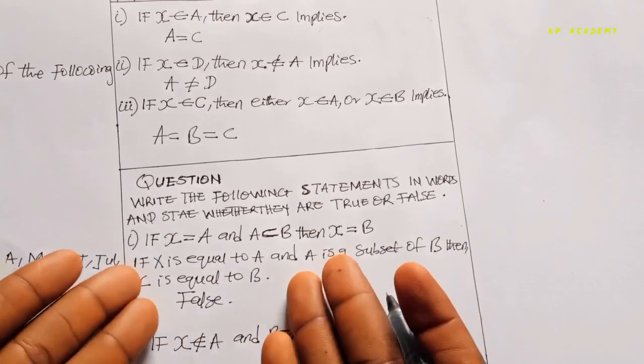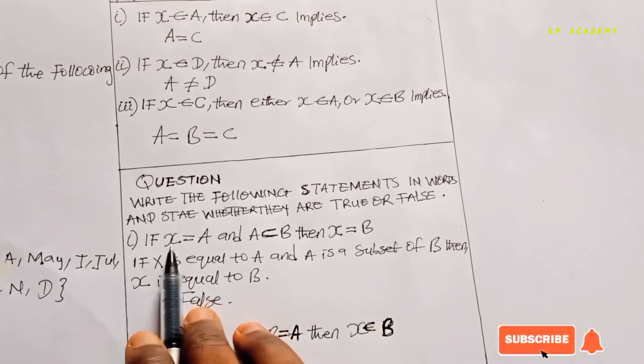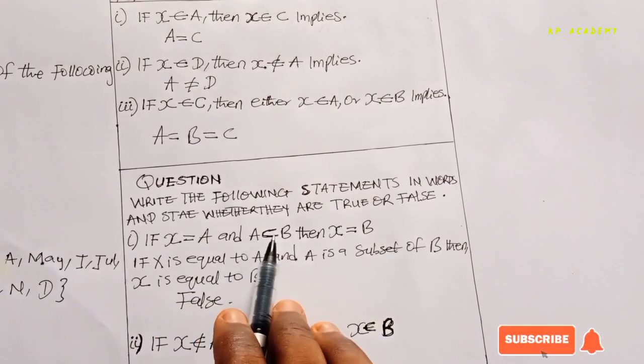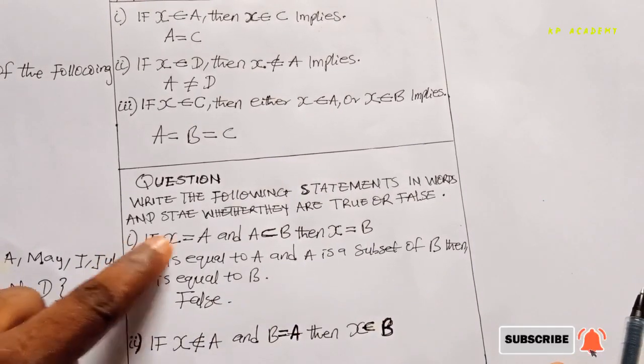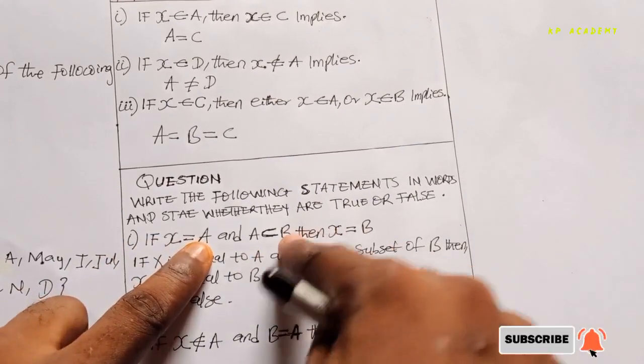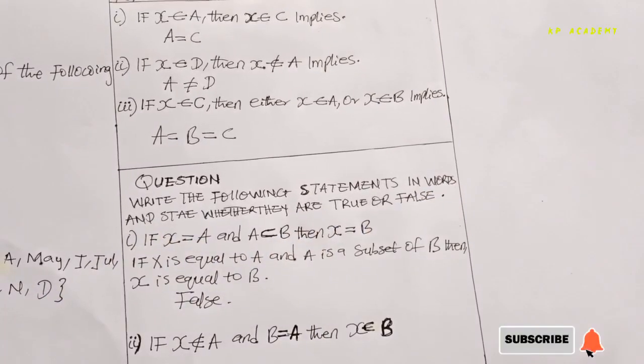All right, because if you try to reason this information, it's just trying to tell you that S is equal to A, and A is a subset of B, and S is equal to B. It is wrong because you can't tell me that S is equal to A and A is a subset of B, and you're now saying that S is also equal to B. No, the statement is false.